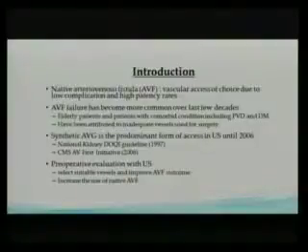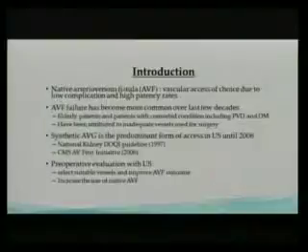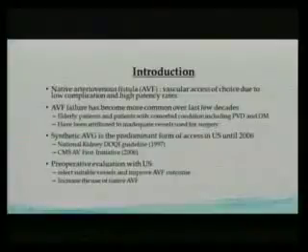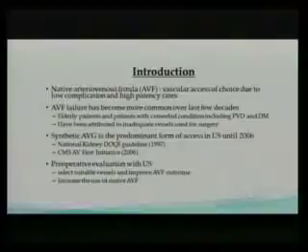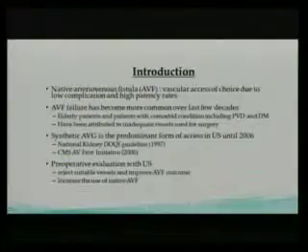AV graft has been the predominant form of hemodialysis access in the US until 2006. This is very different from Europe. In Europe, fistula is the predominant form because it's cheaper for them. But in the US, because of a reimbursement problem before 2006, you got paid more if you did a graft rather than a fistula. So because of that, graft has been the predominant form of access till 2006.